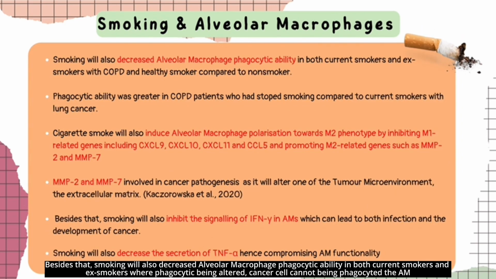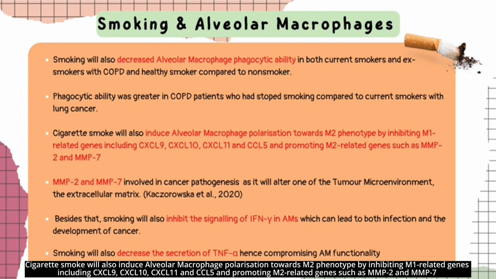Besides that, smoking will also decrease alveolar macrophage phagocytic ability in both current smokers and ex-smokers. When phagocytosis is altered, cancer cells cannot be phagocytosed by alveolar macrophages. Furthermore, cigarette smoke will also induce alveolar macrophage polarization towards the M2 phenotype by inhibiting M1-related genes including CXCL9, CXCL10, CXCL11, and CCL5, and promoting M2-related genes such as MMP2 and MMP7.